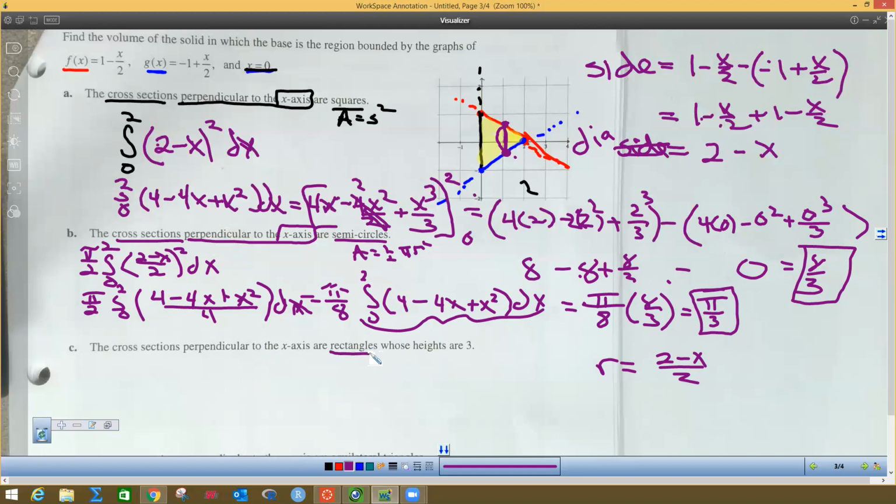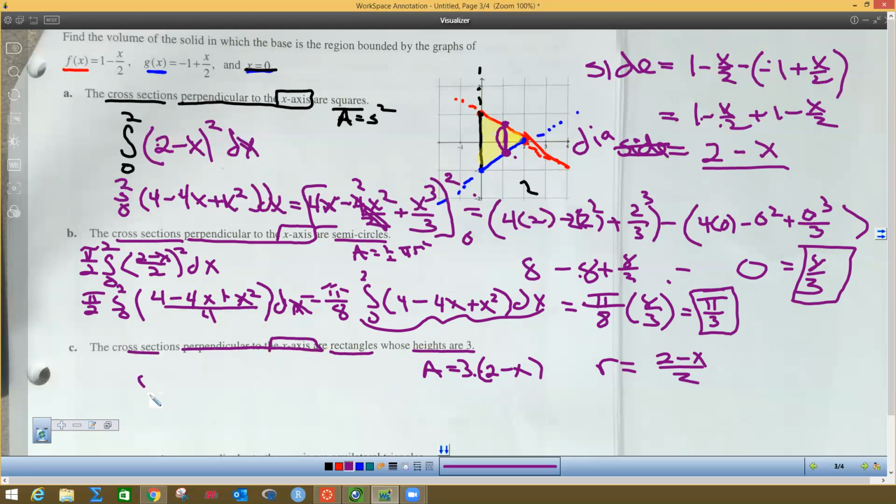Now we're going to have rectangles. And it says the height's 3, so the area of this is going to be length times width, base times height. In other words, the height of all these coming off the screen are up 3 units, so it's going to be a height of 3. And then my base is from top to bottom again, which is still this 2 minus x. So my area is 3 times 2 minus x for the rectangles. And we are still perpendicular to the x-axis in their cross section.